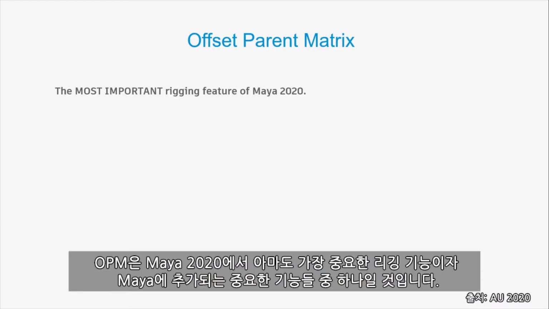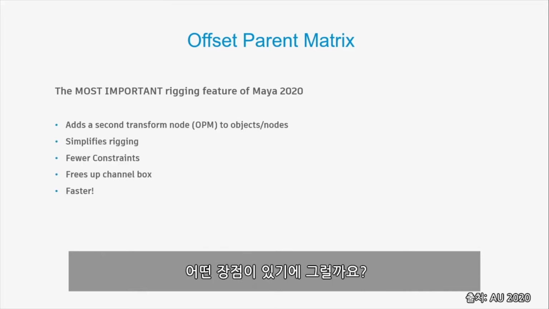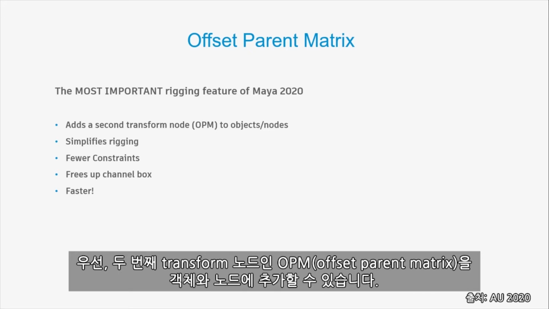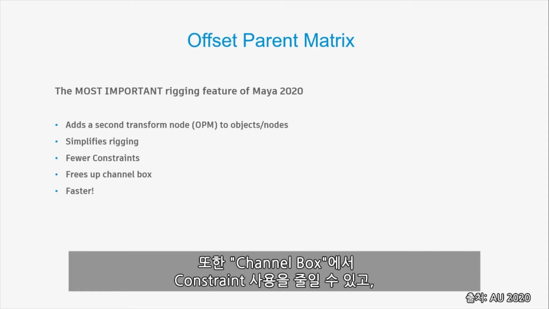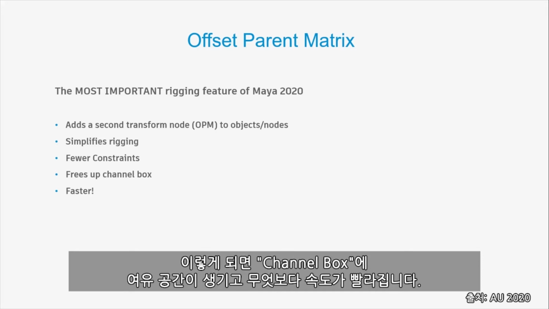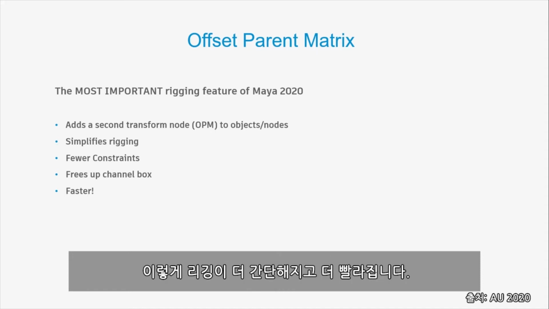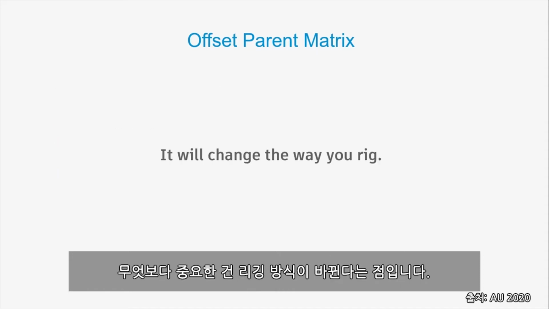Now, offset parent matrix is probably the most important rigging feature of Maya 2020. It's probably one of the more important features ever to be added to Maya. Now, what does it do? Well, first off, it adds what's called a second transform node called an OPM, or offset parent matrix, to objects and nodes. It will simplify the way you rig. It will allow you to have fewer constraints, which will in turn free up the channel box. And most importantly, it's faster, so simpler and faster. And most importantly, it will change the way that you rig.